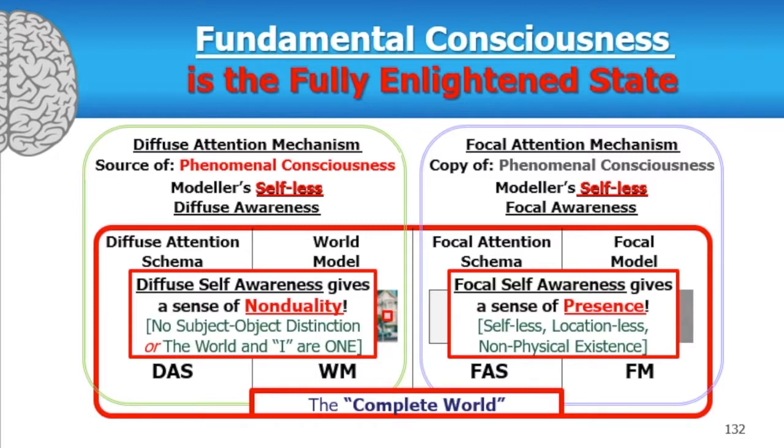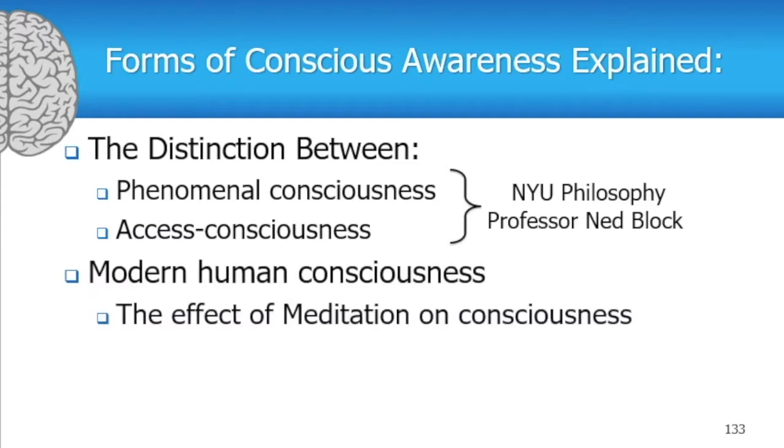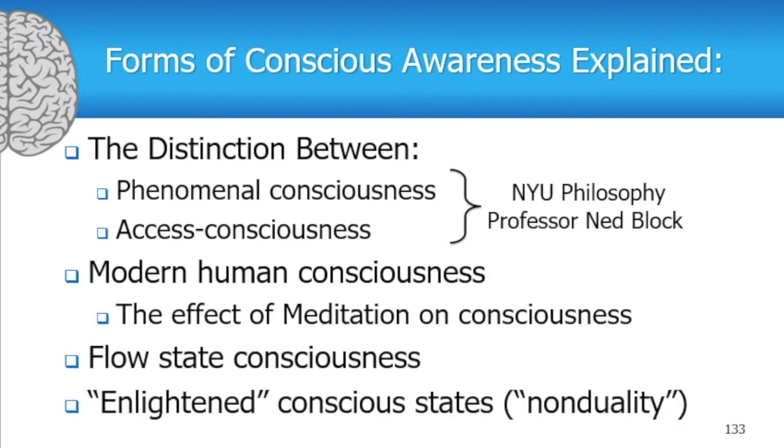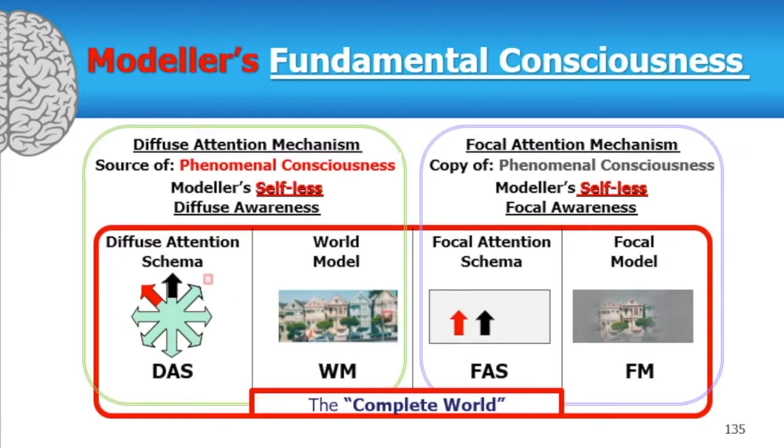To finish up, let's review the different kinds of consciousness that we have explained. We have explained the distinction between phenomenal and access consciousness, and we have explained modern human consciousness, including the effect of meditation, flow state consciousness, and enlightened states of consciousness. Finally, let's answer those three questions about conscious awareness that we posed at the beginning. We will answer those questions about the modeler's fundamental consciousness. After all, this fundamental consciousness is the source of all phenomenal awareness, which is the most mysterious aspect of awareness. So this is the kind of consciousness that most needs explanation.